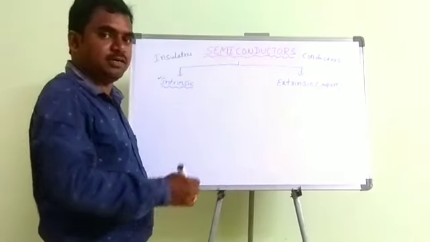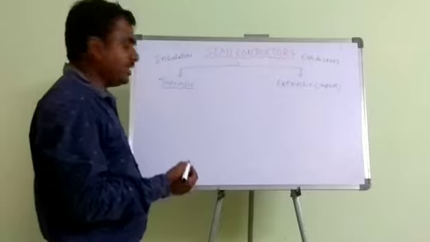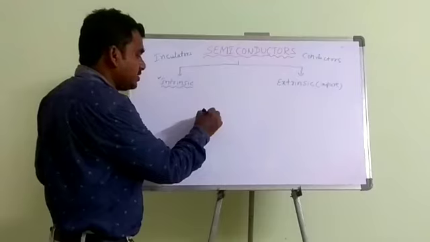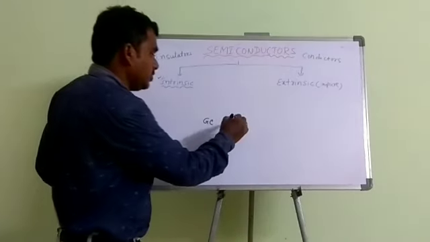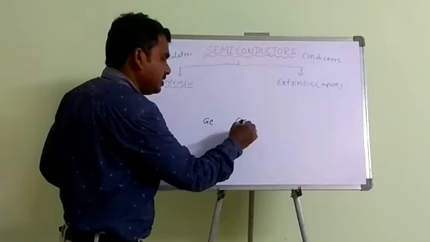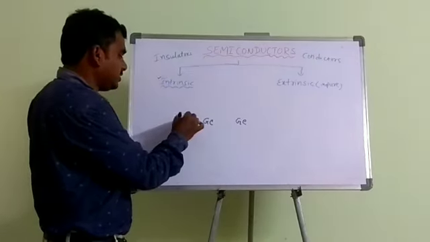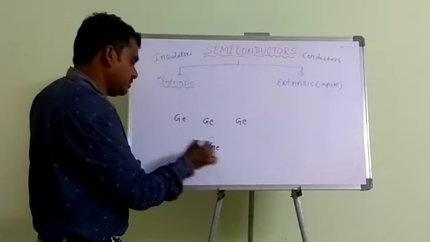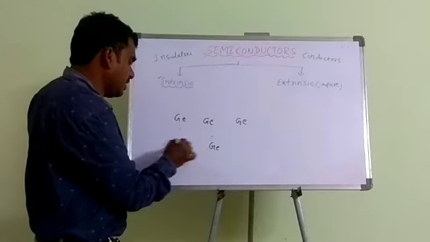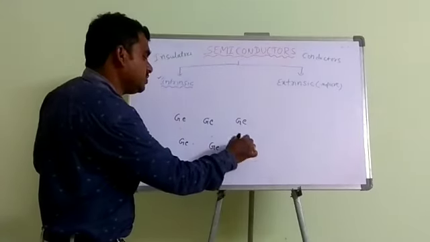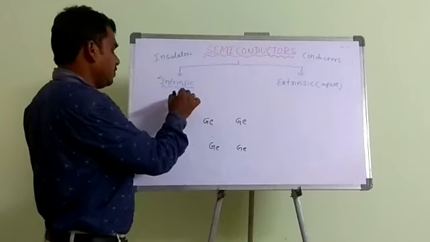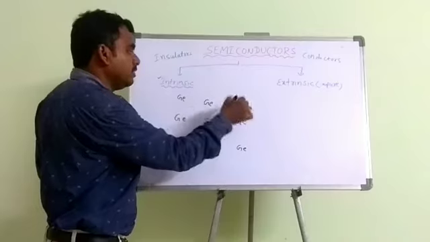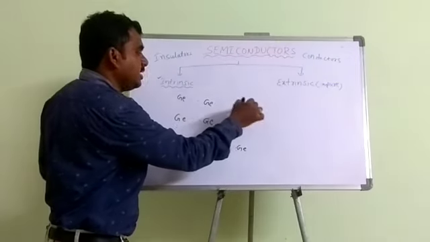Now we will see the schematic diagram of the structure of germanium. For germanium, how many electrons are there in the valency? 4 electrons are there. So this is one germanium atom, this is another germanium atom, and each has 4 electrons in the valency. This is another germanium, and this is also a germanium, also having 4 electrons. All these dots indicate single electrons.